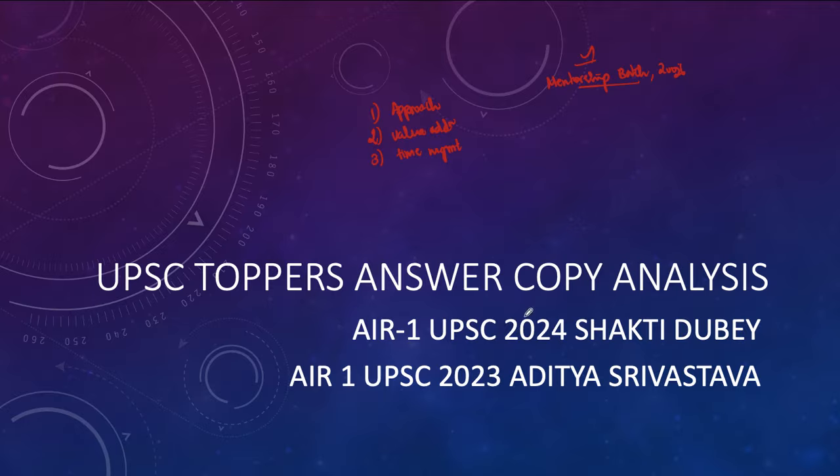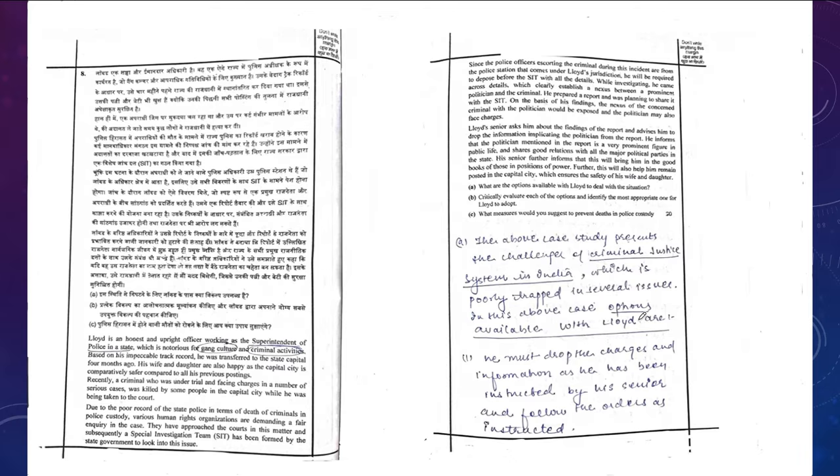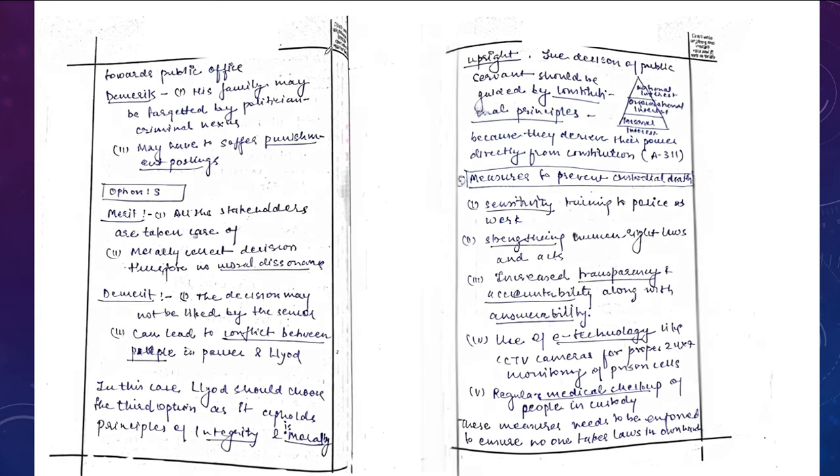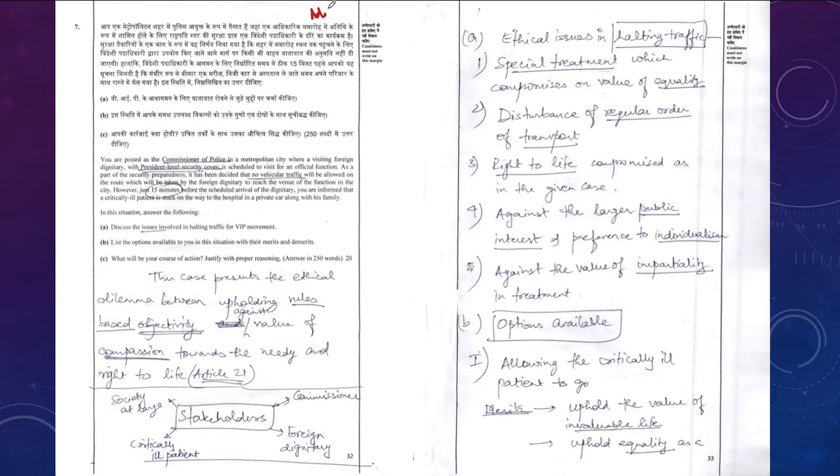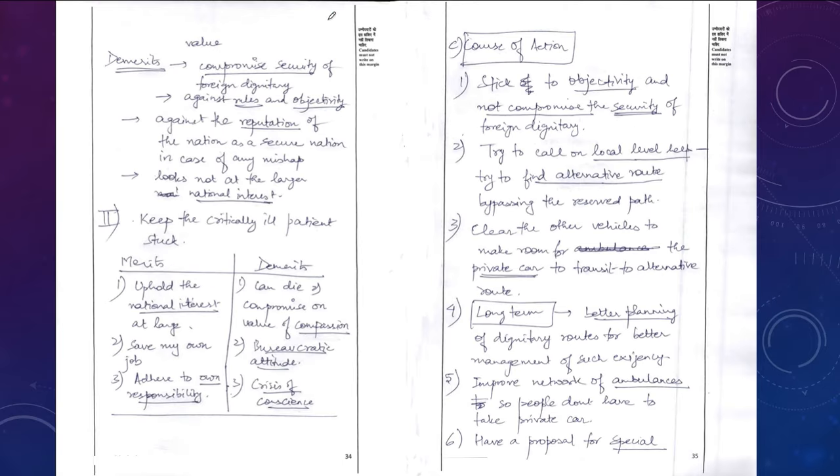So today we are going to compare two toppers, the All India Rank 1 of UPSC 2023 and 2024, Aditya Srivastava versus Shakti Dubey's answer copy analysis of ethics. Before going into the video, first we will look into the ethics case studies which have been asked here. We will give you a brief introduction to both of the case studies. The first one concerns the answer writing technique of Shakti Dubey, and the second one is the answer writing approach of Aditya Srivastava.